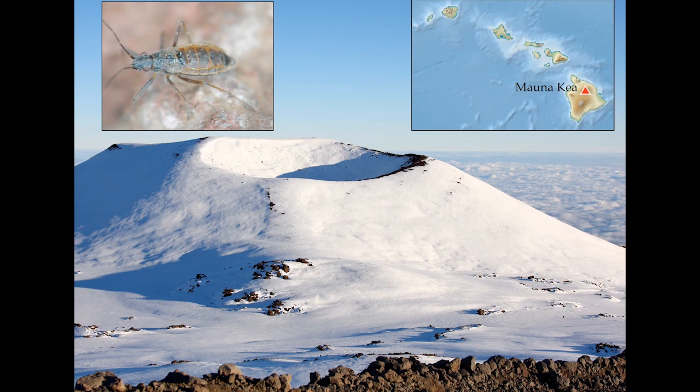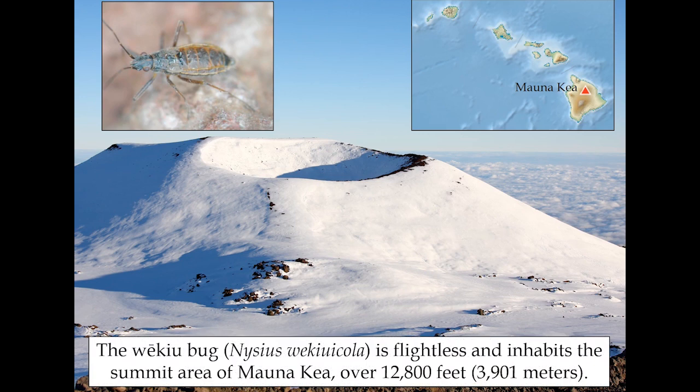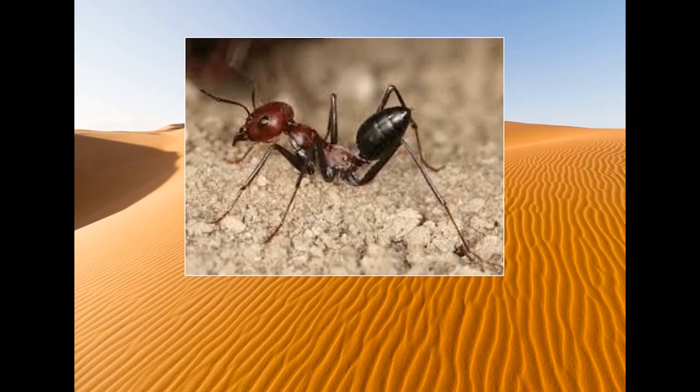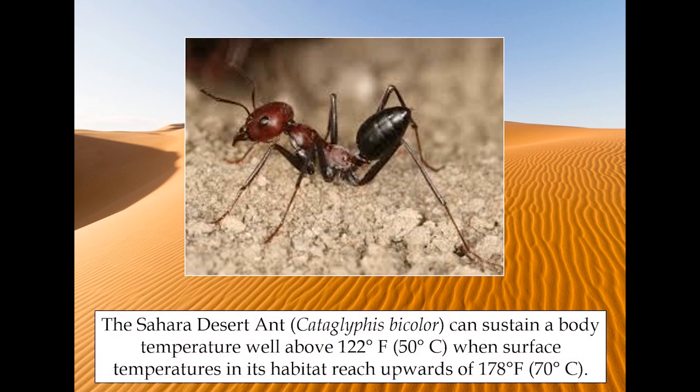Insects can dwell almost anywhere, with the exception of the oceans. This is the vacuum bug, which is a flightless insect that inhabits the summit of Mauna Kea in Hawaii at over 12,800 feet. It's got an antifreeze-like substance in its body that allows it to absorb heat, and it dines on the leftovers of creatures that are blown to the icy summit and die a frozen death there. And then conversely, in the Sahara Desert, we've got the Sahara Desert ant, which can sustain a body temperature well above 122 degrees Fahrenheit. Surface temperatures there can reach 178 degrees Fahrenheit.